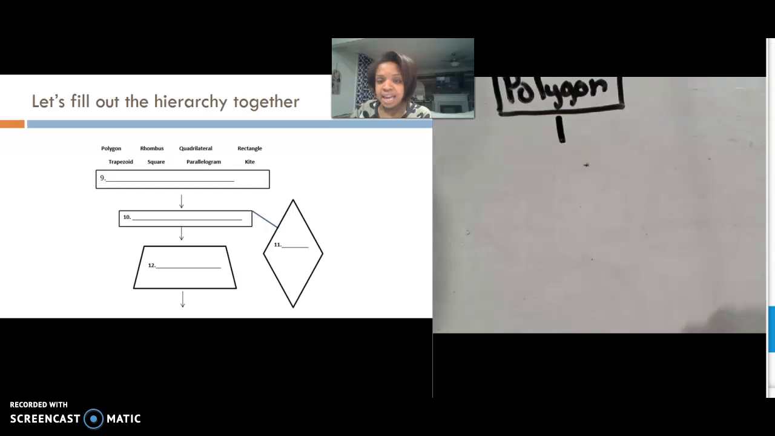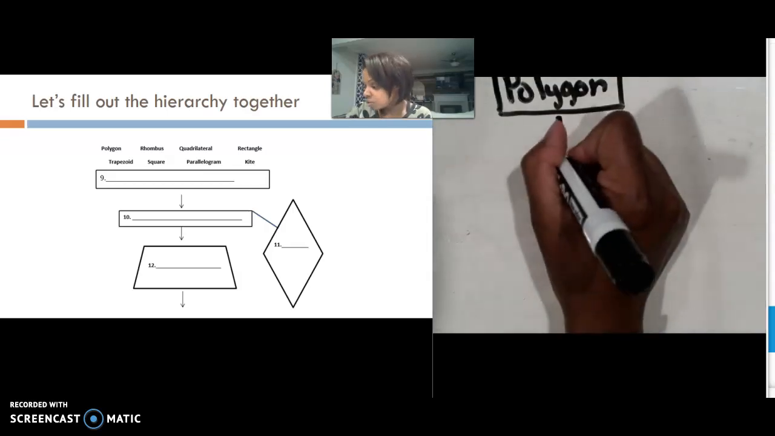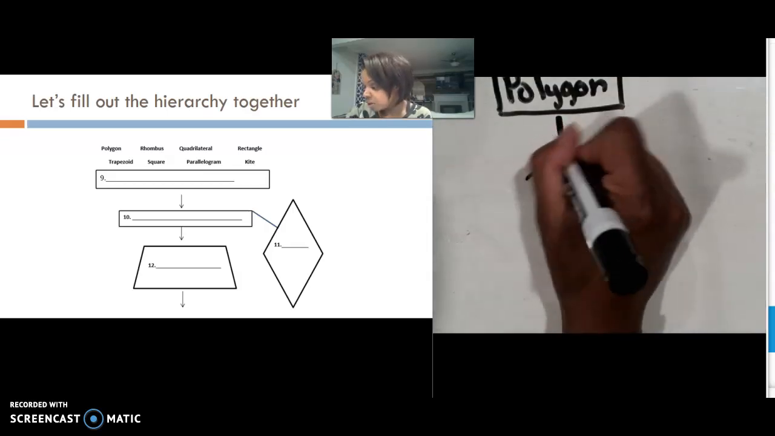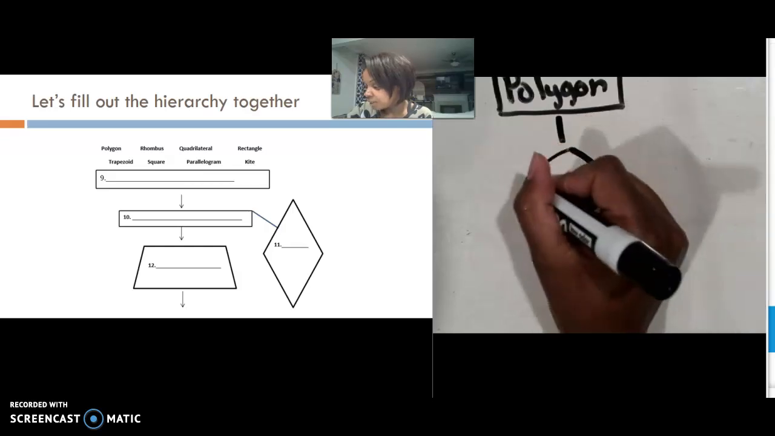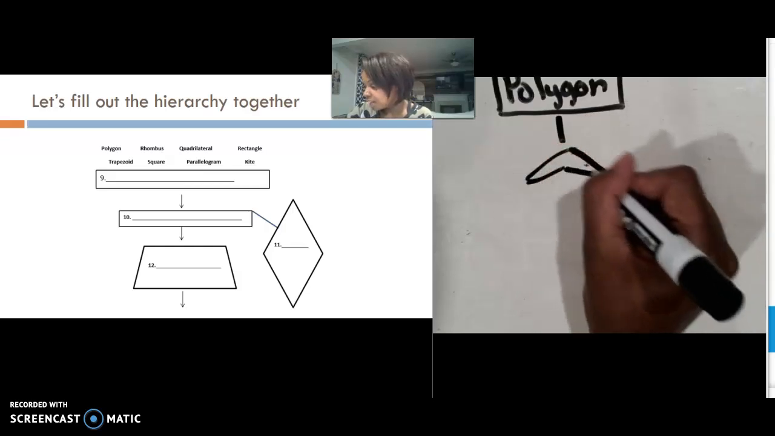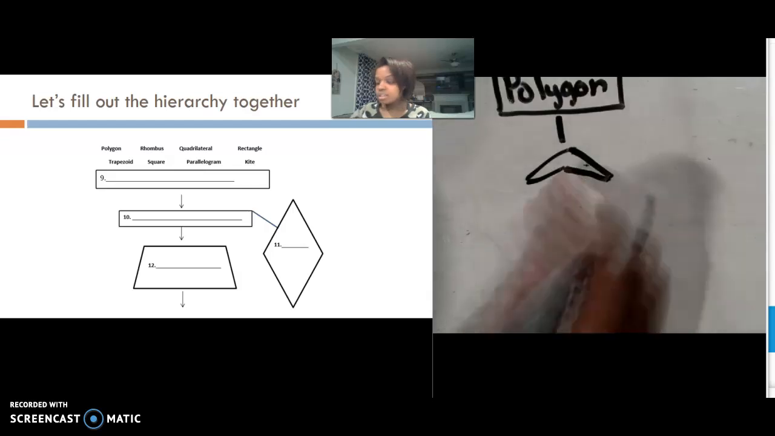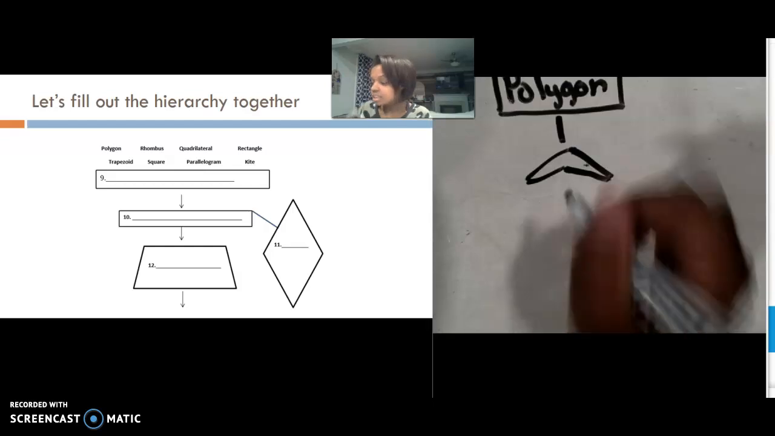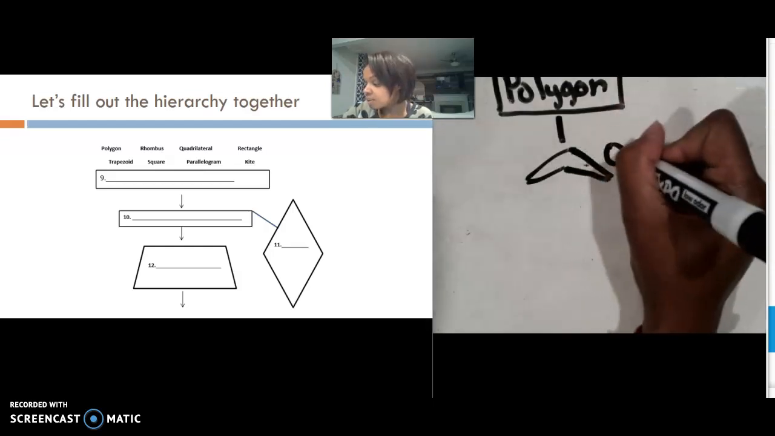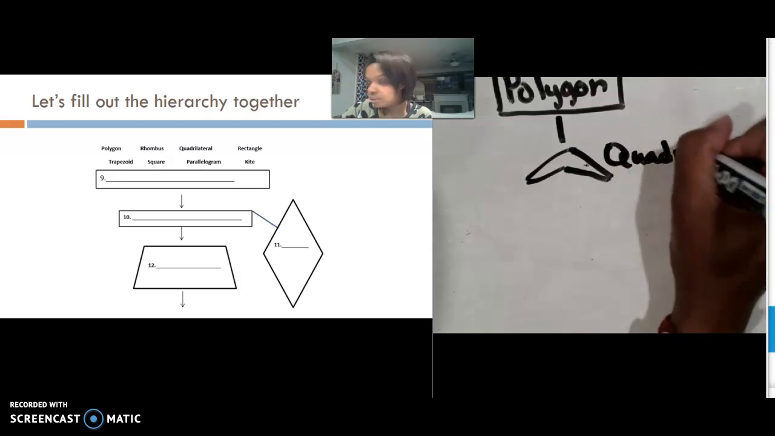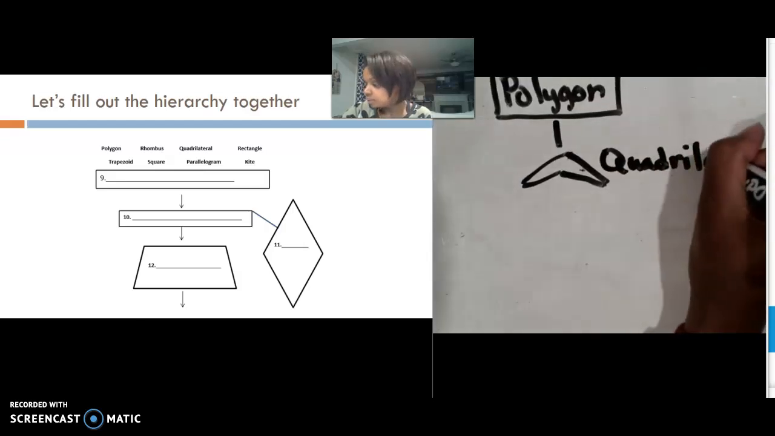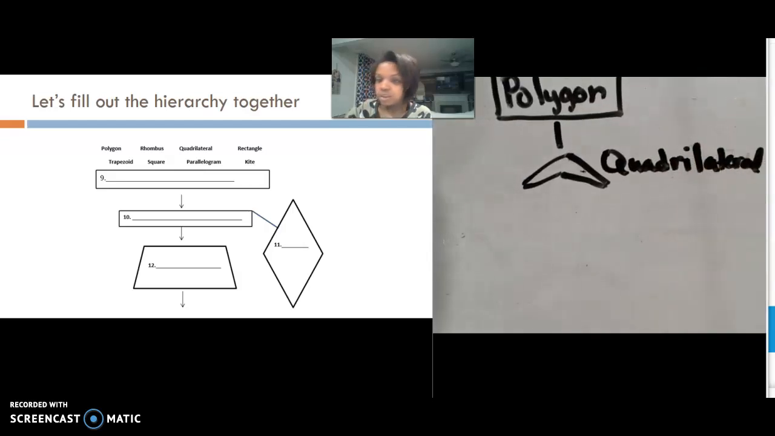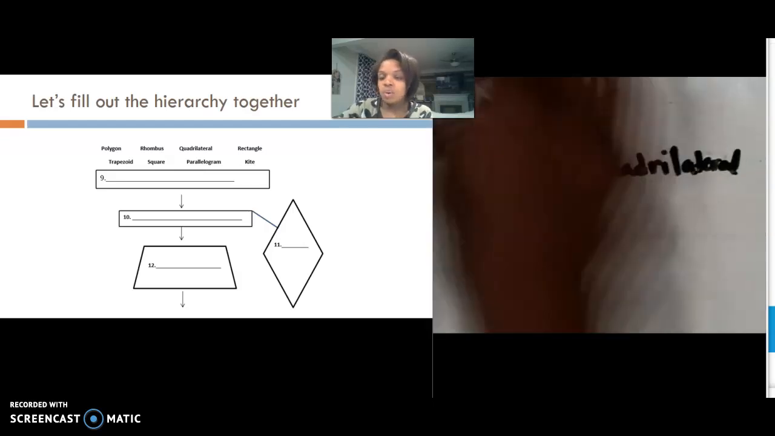So next I have quadrilaterals. And to be a quadrilateral, all it has to have is 4 sides. Okay, so is this a quadrilateral? Yes, it is. It did not intersect itself. It does not have curved lines. It is a quadrilateral. Okay, so that is a quadrilateral.